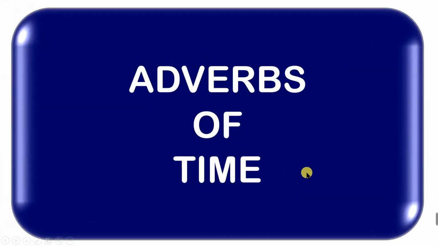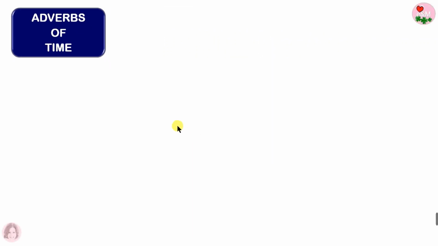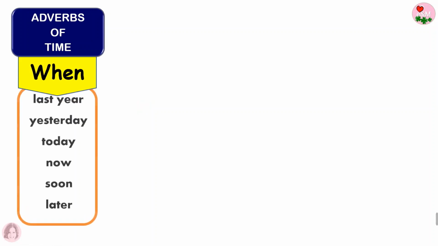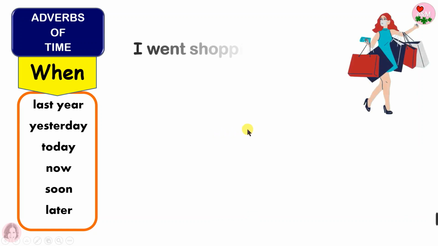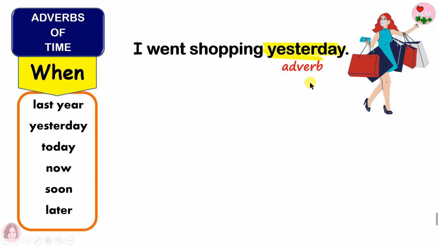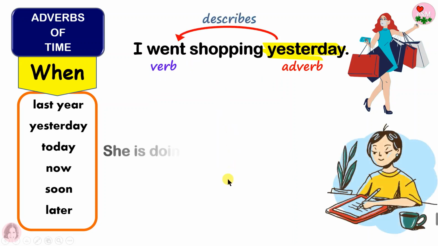What are adverbs of time? Adverbs of time provide information on when something happens. For example, last year, yesterday, today, now, soon, later. Let's take a look at a few sentences. I went shopping yesterday. The adverb in this sentence is, have you noticed? Yesterday, of course. It is an adverb of time. It describes the verb went.